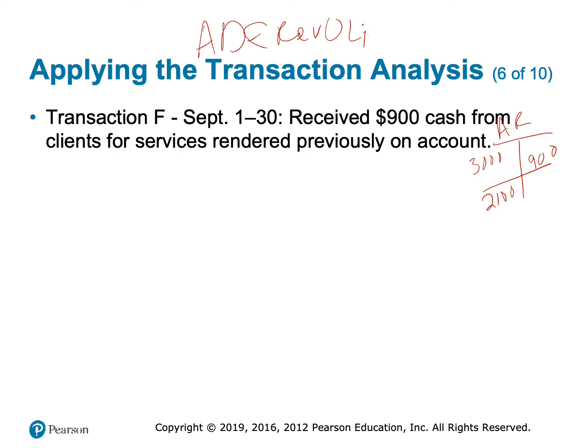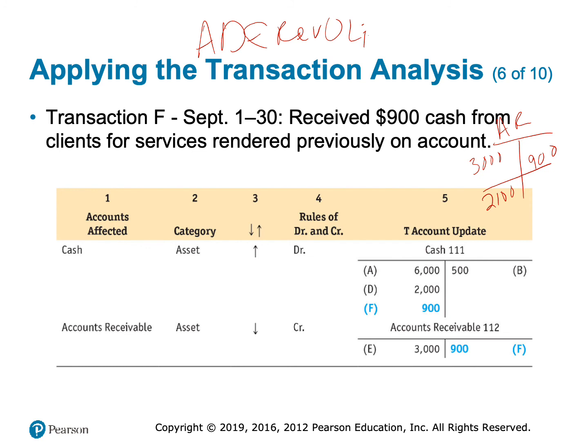Now, what did the customer give me? They gave me cash. Anytime I get cash, I want to increase that asset with a debit. So I'm going to debit cash to increase it. I'm going to credit accounts receivable to decrease that asset.